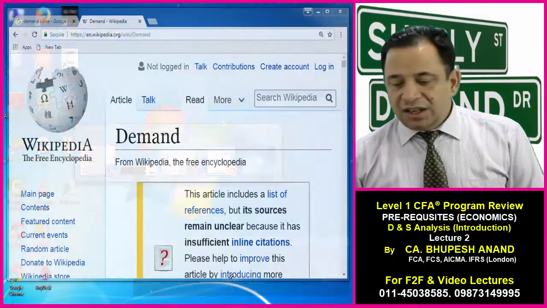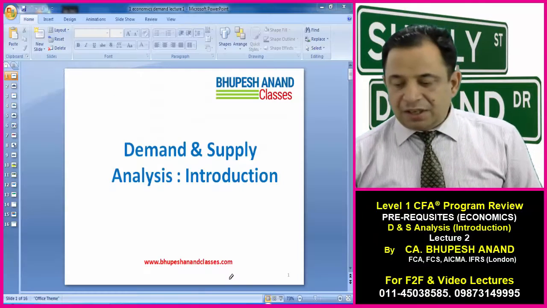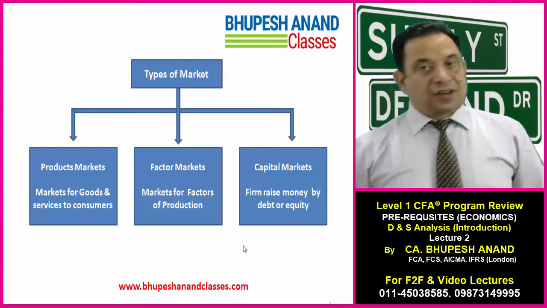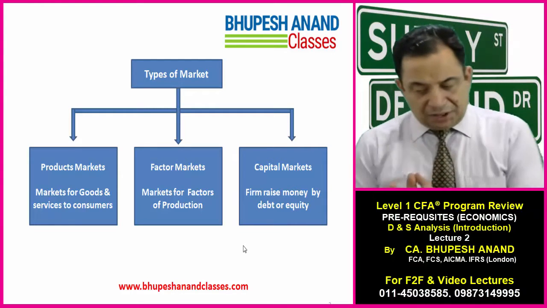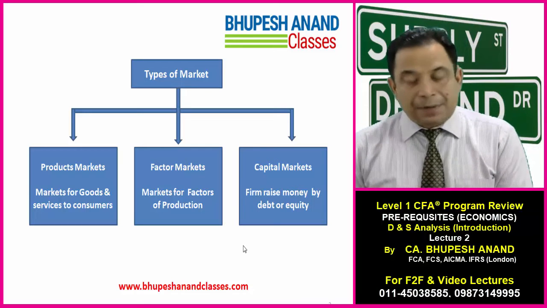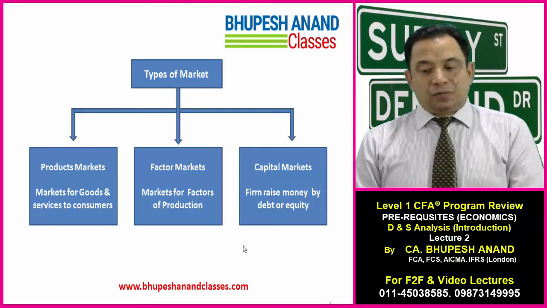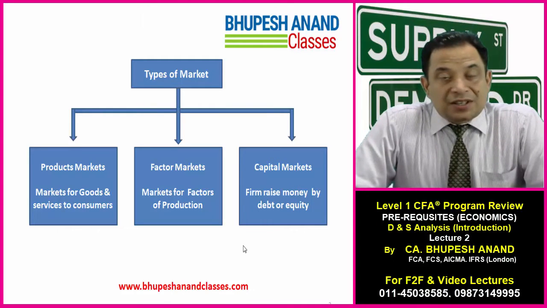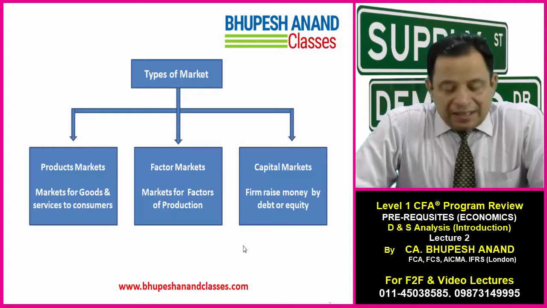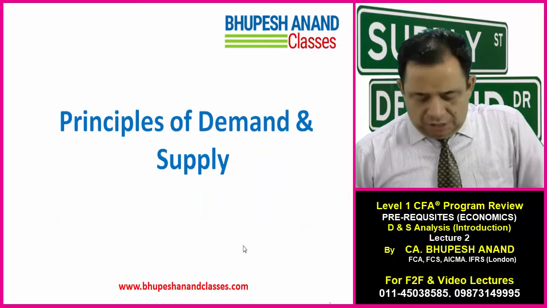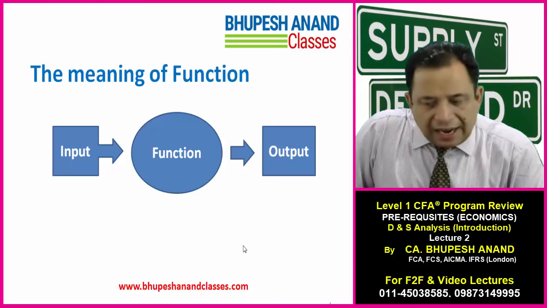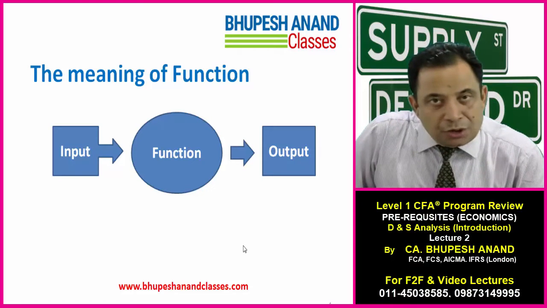In the last lecture I started with demand and supply analysis and the introduction, and I covered the meaning of a market and the types of markets: product market, factor market, and capital market. When I say product market, it is the market for goods and services by consumers. When I say factor market, it is the market for labor, crude oil, raw materials, and capital. Then we discussed the capital market. Today I will be discussing the demand and supply function. I will explain it first, then show you the PPTs.